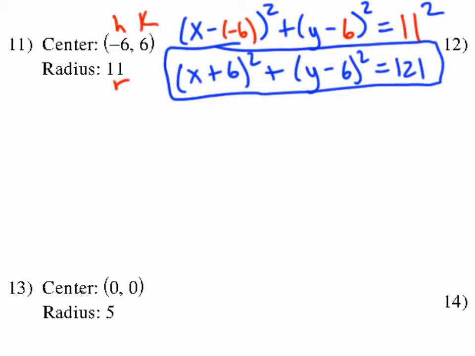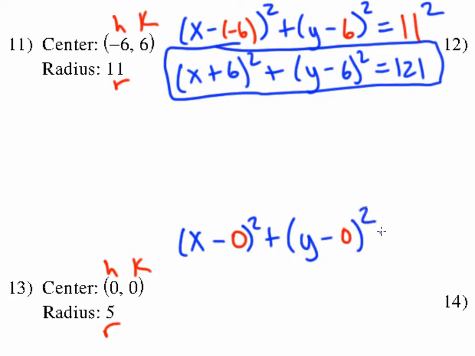All right, and number 13. What would it look like if you had 0, 0, h and k, and this is your r? So again, we have x minus h squared plus y minus k squared equals r squared.